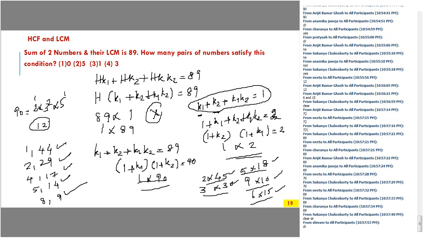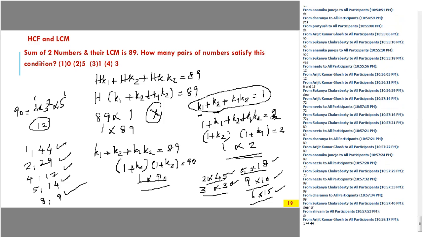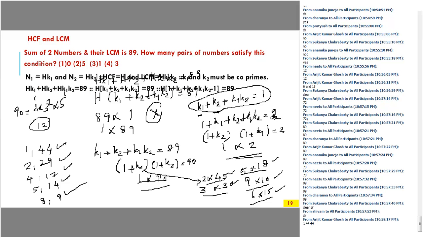How 144? Rupesh, you want to know how it is 144? 1 plus k1 is 2. What is k1? 1 plus k1 is 2, so the value of k1 is 1. 1 plus k2 is 45. What's the value of k2? I'll erase this so that you can see the tag 1.